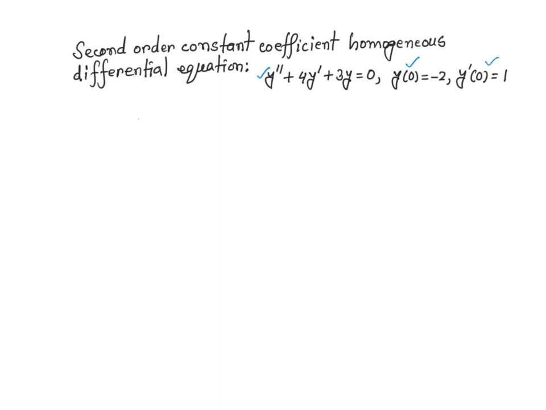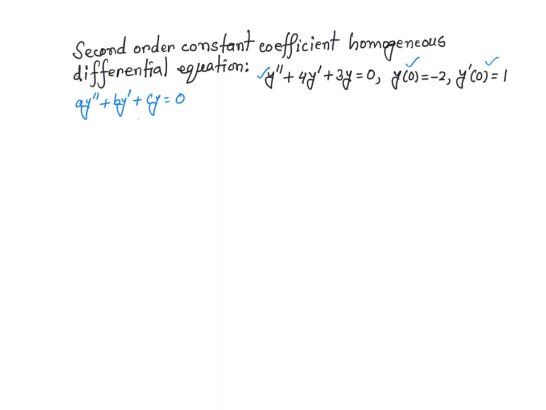Second order constant coefficient homogeneous differential equations have the following structure: a y double prime plus b y prime plus c y is equal to 0. Here a, b and c are real numbers. They are coming from the number line.